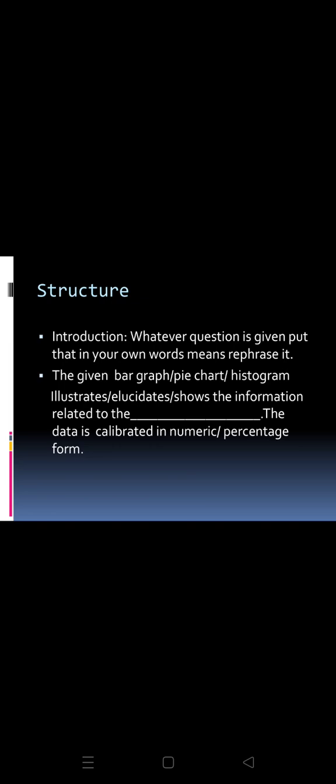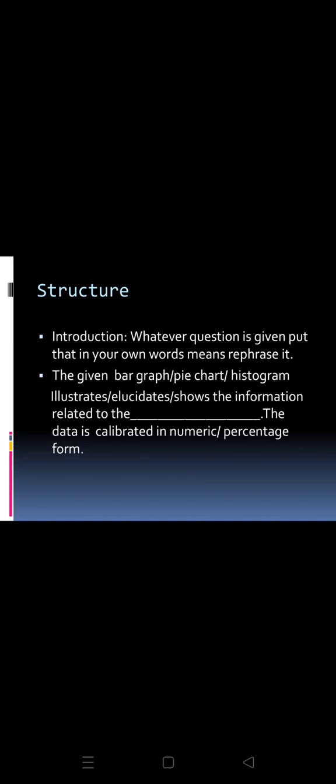So the first thing, the structure is introduction, what you need to do. In the question itself, they're going to provide you with some kind of information. So you need to repeat that in different words. Whatever question is given, put that in your own words, means rephrase it. The given bar graph, pie chart, histogram illustrates, elucidates, shows the information related to whatever information is given in the question paper that you will put.